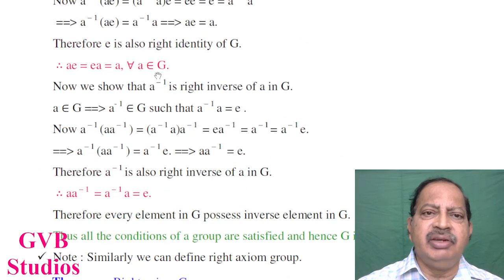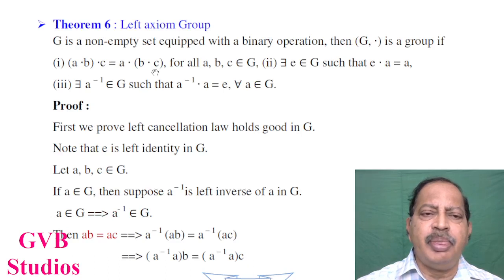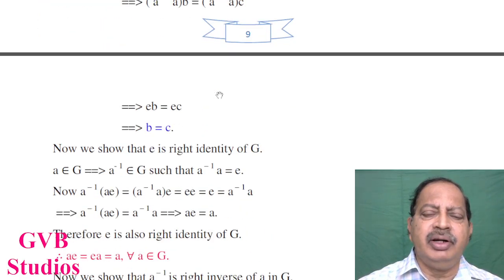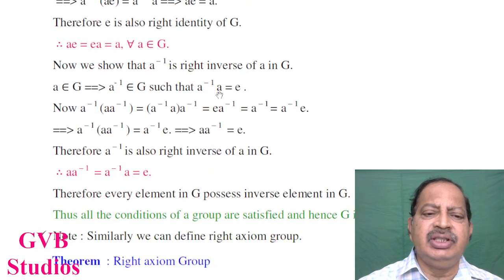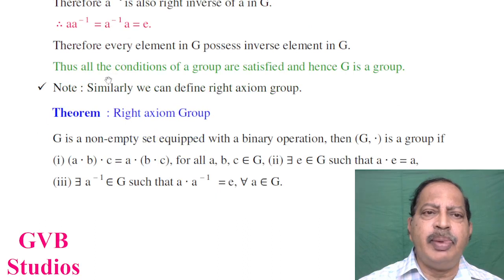In the statement, it is given that G is a semi-group. Associative law holds good, and left identity, left inverse. We have proved that left identity is same as right identity, and left inverse is same as right inverse. So, the 4 postulates of the group are verified and proved. Therefore, we say that G is a group. Here, I will write it in a formal way. Therefore, every element in G possesses inverse element in G. Thus, all the conditions of group are satisfied and hence G is a group.